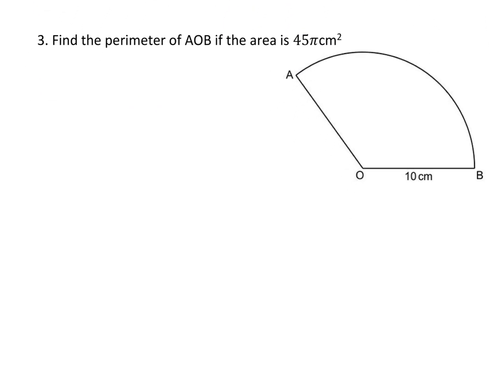Find the perimeter of AOB if the area is 45 pi. So if you're stuck on these sort of questions, you need to see what concept's involved and then what formula can you bring in from that concept. The concept's about the area of this sector. Area of a sector is theta over 360 times pi and then r squared.